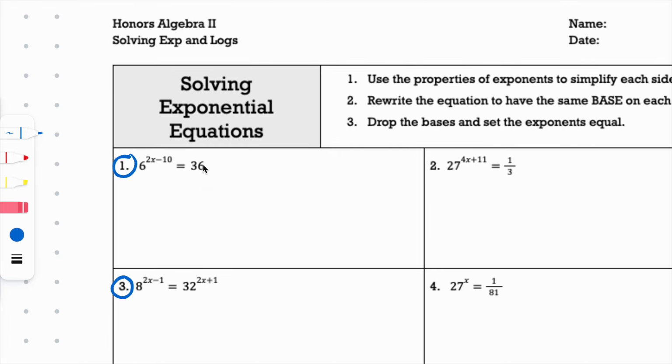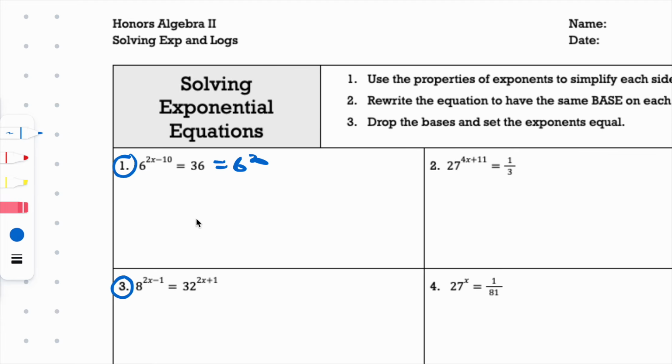We're going to see this in our first problem, where we have 6 to the 2x minus 10 power equals 36. What this sort of situation entails is we see our base, which in this case would be 6, and we see what that's equal to, in this case 36. And we say, can I rewrite 36 such that both sides of the equation have the same base? I know from my prior knowledge that 6 squared, or 6 to the second power, equals 36. So I can rewrite 36 as 6 squared. And now on both sides of the equation, we have bases of 6.